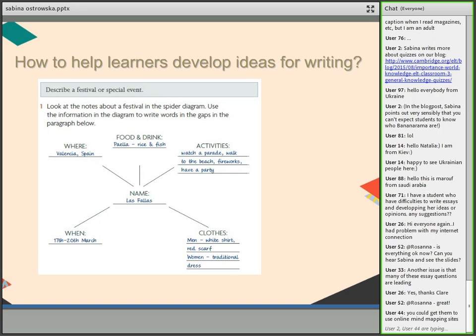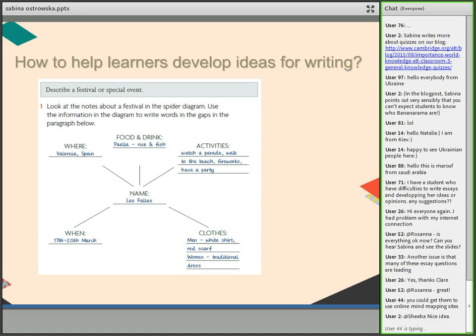And in a lower level class, it really pays off later on if you even spend an hour with them. First of all, discussing a spider diagram like this, then doing an example together as a class or in small groups, and then finally having students come up with their own festival, work in small groups, and share again their ideas, drawing their own mind maps on the whiteboard with the rest of the class.